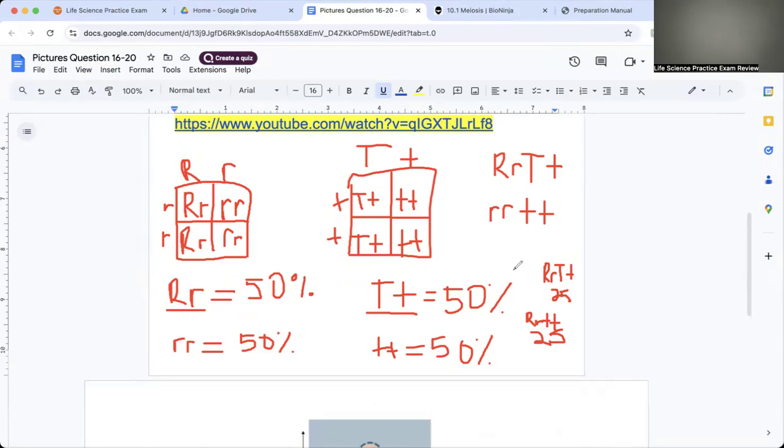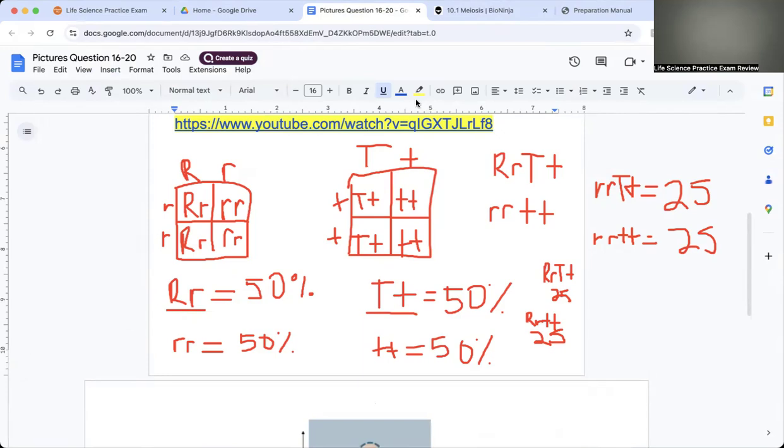Now let's do our homozygous recessive for the R's. So we have little r. We're going to combine with big T, little t. So again, we're going to do 50% times 50%. It's going to be 25%. And then our last percentage here, little r, little t, so homozygous recessive for both. Again, we're going to multiply homozygous recessive R, homozygous recessive T, and that will give us 25%. So basically we have 25% across the board for all of our percentages.